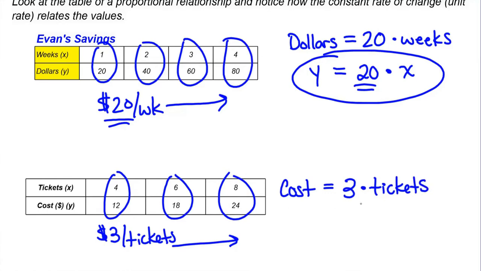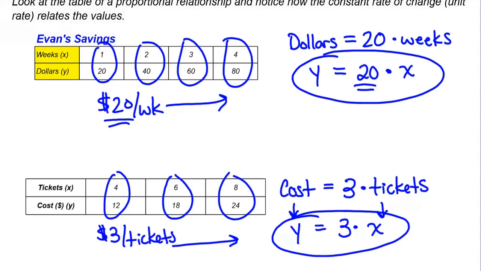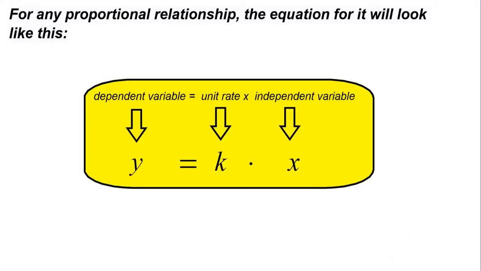And since we don't like to write out words in our equations, we're going to say cost is our y value. It's the dependent variable. And we're going to take 3 times tickets, which is our independent variable, or x. So here is the equation for that relationship. The cost is equal to 3 times the number of tickets, since 3 is our constant rate. And that's going to be true for any proportional relationship. Every proportional relationship is going to follow that format, and here is the format.